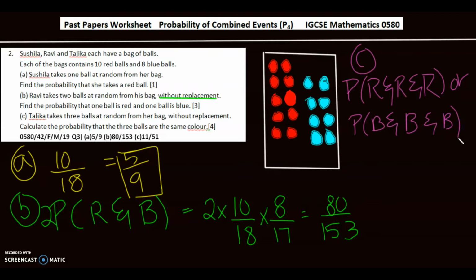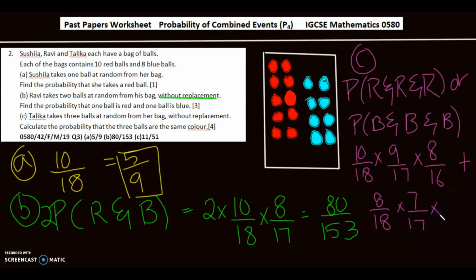Probability of getting first red would be 10 upon 18, second red would be 9 upon 17, and third red would be 8 upon 16, or means plus getting the first blue ball would be 8 upon 18, then getting another blue ball would be 7 upon 17, and then similarly 6 upon 16.